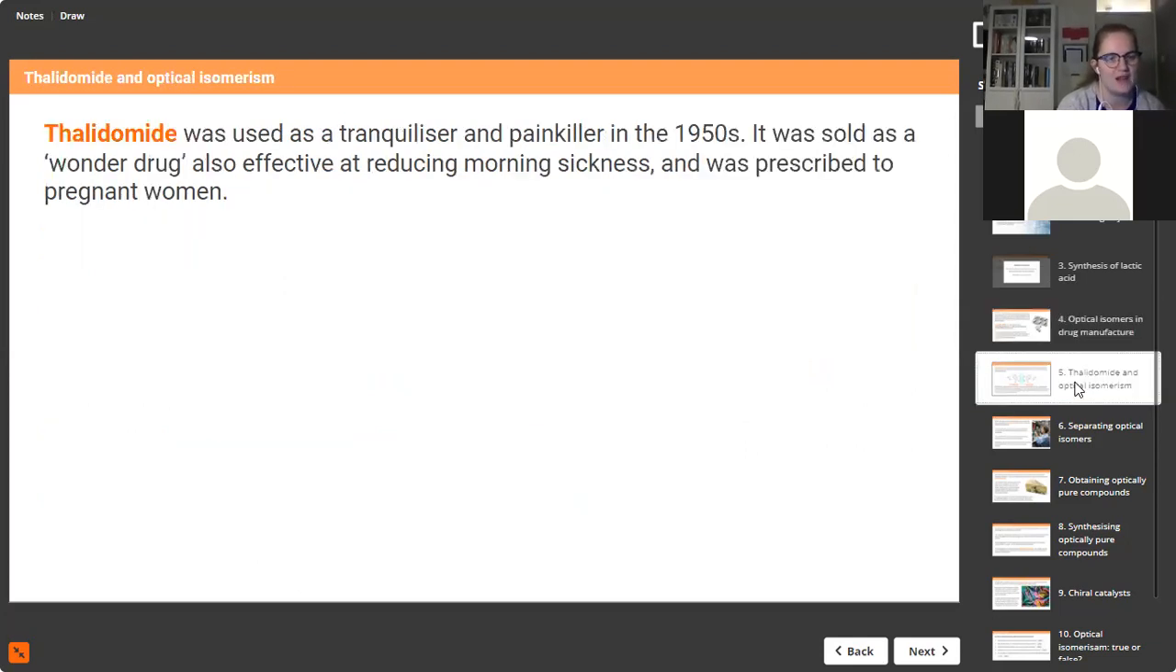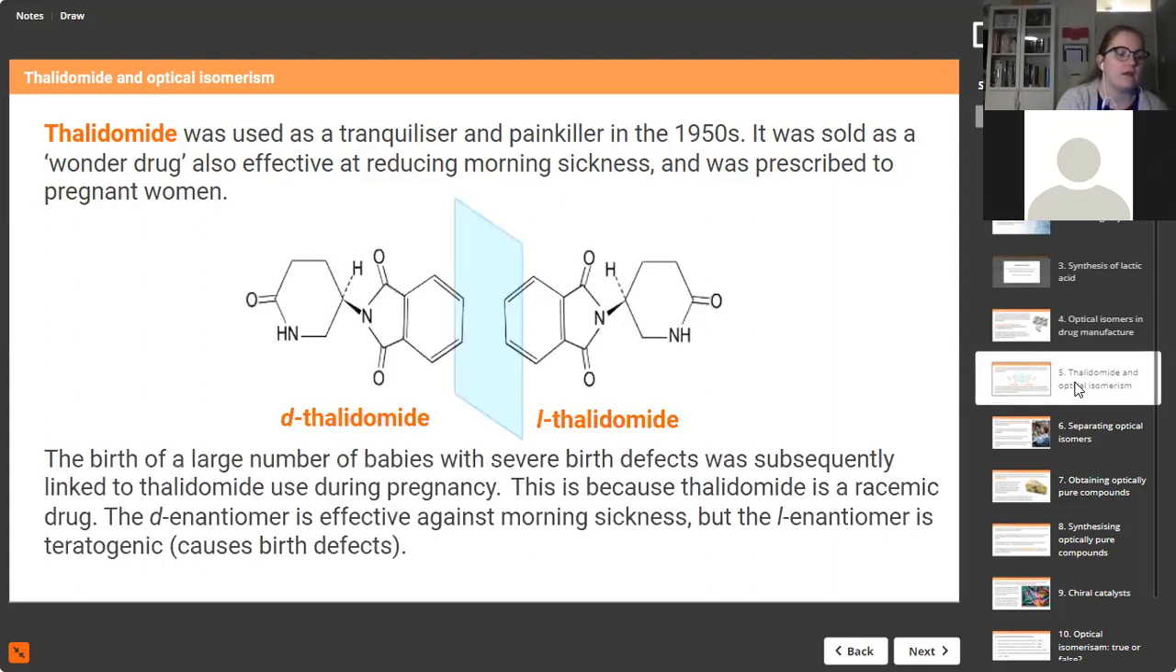So the drug thalidomide, I'm really sure I can say that word, was used as a tranquilizer and a painkiller in the 1950s. It was sold as a wonder drug to reduce morning sickness, and it was prescribed to pregnant women. What ended up happening was around 10,000 children during the 50s and the 60s were born with deformities, lots of them being physical and limb deformities and limbs not being formed properly.